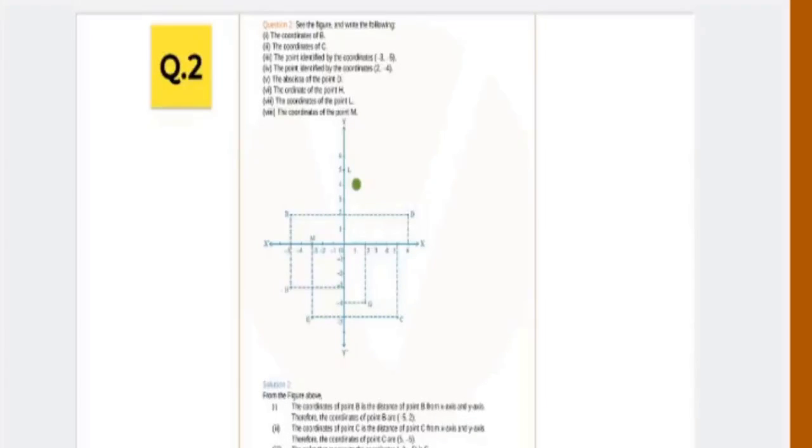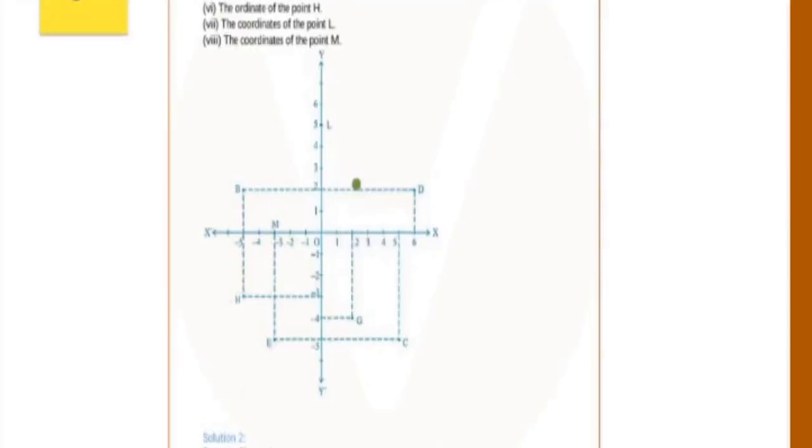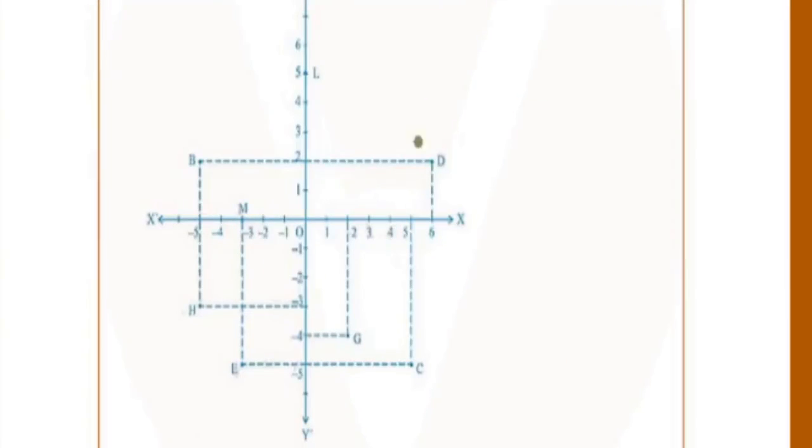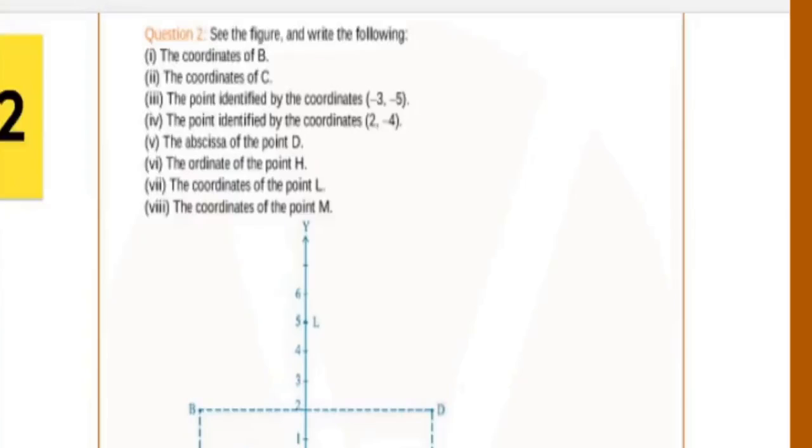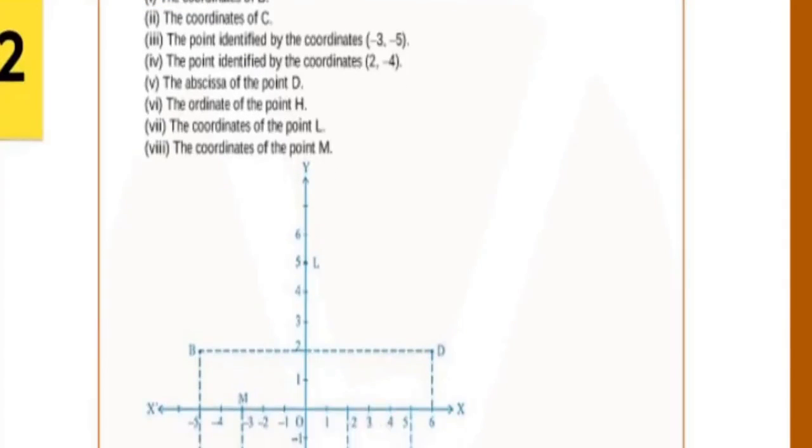Now you can see one question here from the exercise. I think the second question. See the figure and write the following. First you write the coordinate of B. Coordinate of B, you can look at the figure. Here for the coordinate of B, first you will write the x coordinate. X coordinate is -5 and y coordinate is 2. So coordinate of B is (-5, 2). It is an ordered pair, (-5, 2).